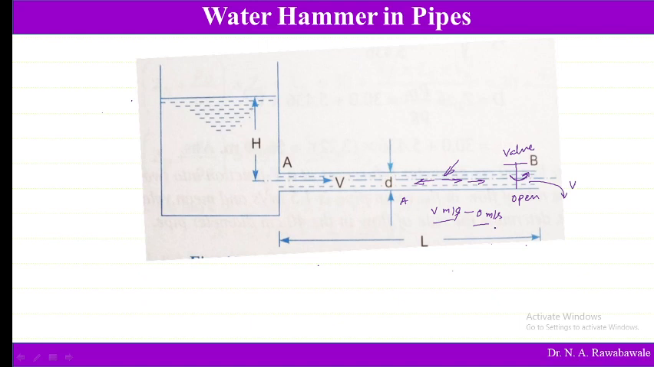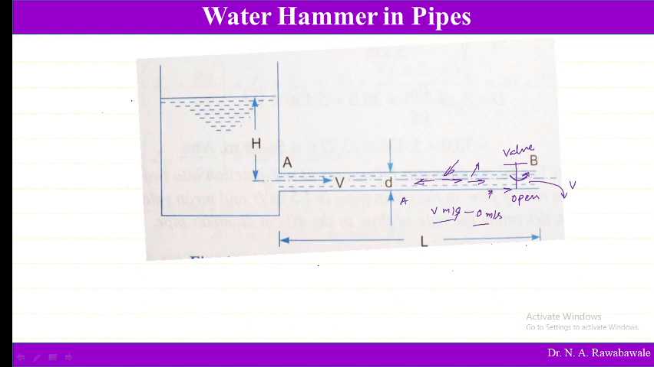Then the next one is the elastic properties of the pipe. If the pipe is rigid, then the shock developed within the pipe will not be absorbed anywhere. If the pipe is flexible, then the pipe will expand to absorb the shock, or it will elongate with the water hammering action, and that reduces the intensity of water hammering. But if the pipe is rigid, the intensity of water hammering is not going to get reduced.